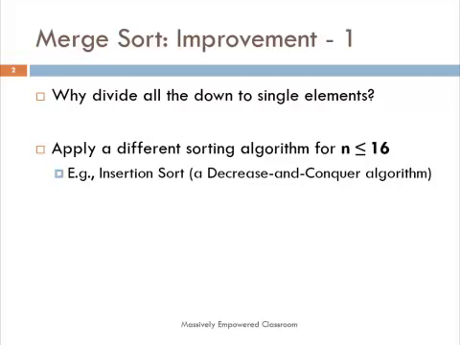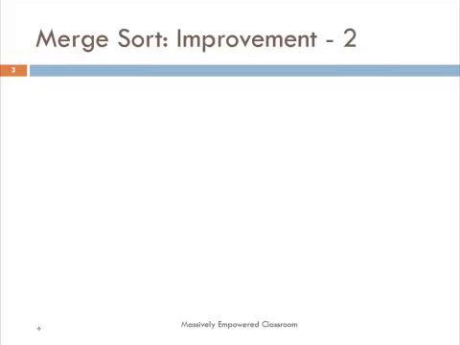It is supposed to be good for sorting small sized arrays. We are going to study insertion sort later in the course when we look at decrease and conquer algorithms. So essentially, insertion sort is an n-squared algorithm, but it is supposed to be good for sorting small sizes. So why not stop dividing in merge sort, and call insertion sort whenever the size of the array is less than or equal to 16? This reduces the number of recursive calls, and it is supposed to, in practice, give us better performance in merge sort.